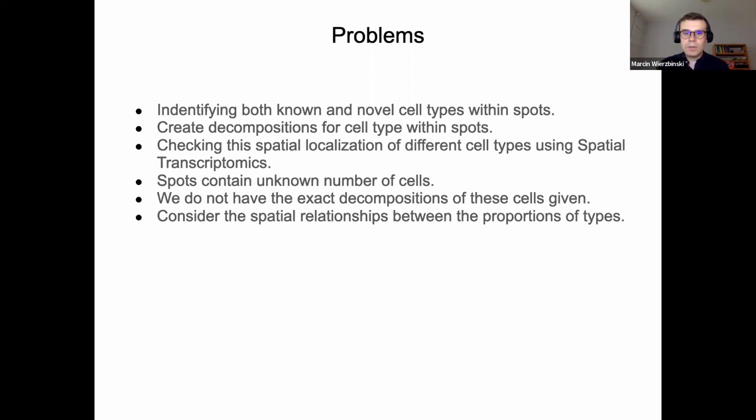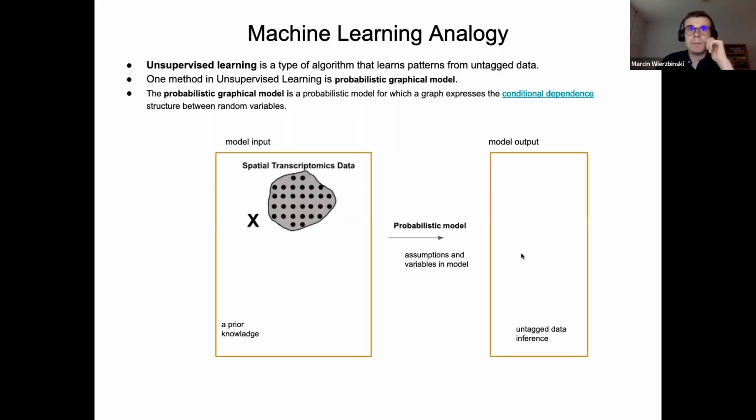The spots contain an unknown number of cells. It means that we don't know exactly the number, how big it is and so on. And we also don't know the exact decomposition of the types for those cells. What is more, we want to model the spatial relationship between the proportions of those types. It means that our tumor can grow like a spatial area, going in a direction, but with spatial dependencies.